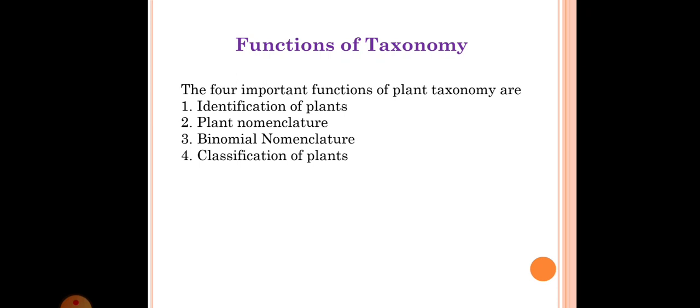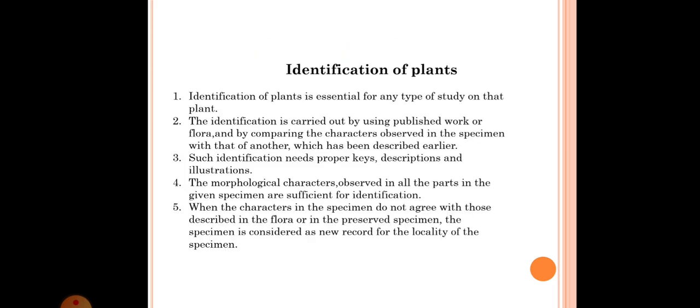Welcome student. In today's class we are going to study the functions of taxonomy. The four important functions of plant taxonomy are: first, identification of plants; second, plant nomenclature; third, binomial nomenclature; fourth, classification of plants. So one by one we'll see the functions of taxonomy.